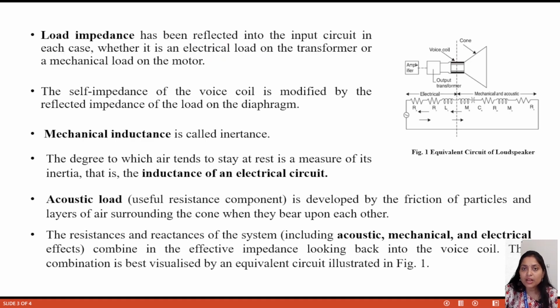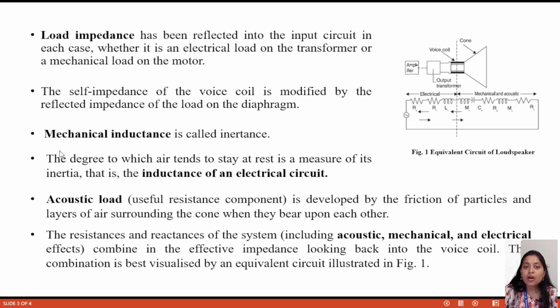Now, load impedance. Load impedance is reflected into the input circuit in each case, whether it is an electrical load on the transformer or a mechanical load on the motor. So there are two types of load impedance reflected into the input circuit: one is the electrical load on the transformer, the second is the mechanical load on the motor. The self impedance of the voice coil is modified with this load impedance, or you can say the reflected impedance of the load.